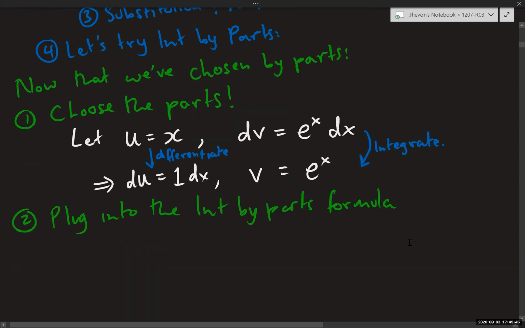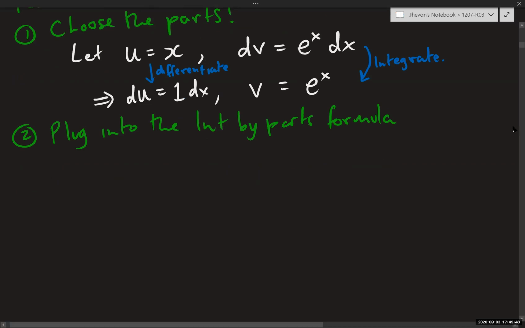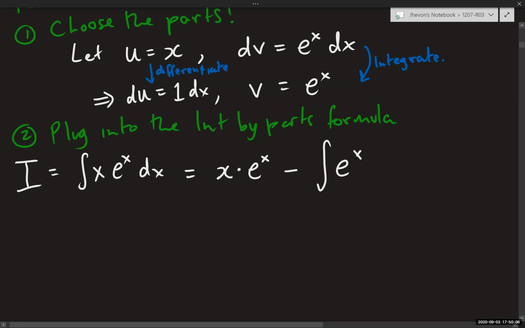Okay, so now I'm going to go down and plug into the integration by parts formula. My original integral, let's call it I, is x e to the x dx. This is going to be equal to u times v minus the integral of v times du. Right, so these are the parts from earlier. So here, this is my u, this is my v, this is my du. And here is my u, and here's my dv.